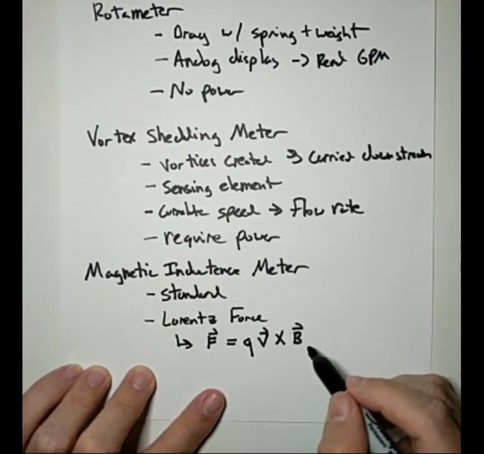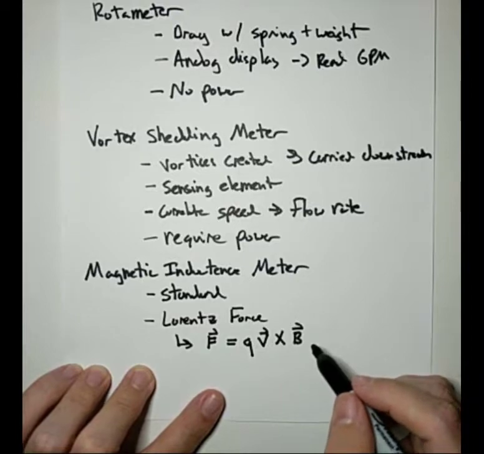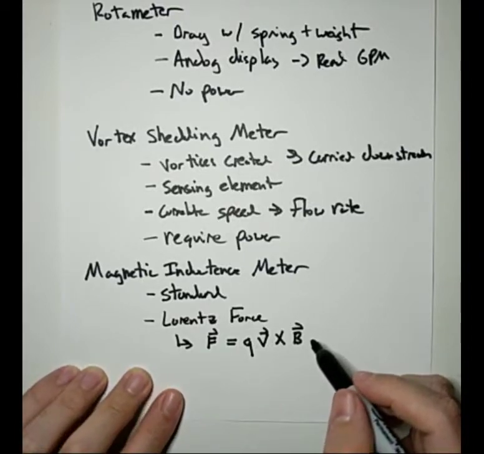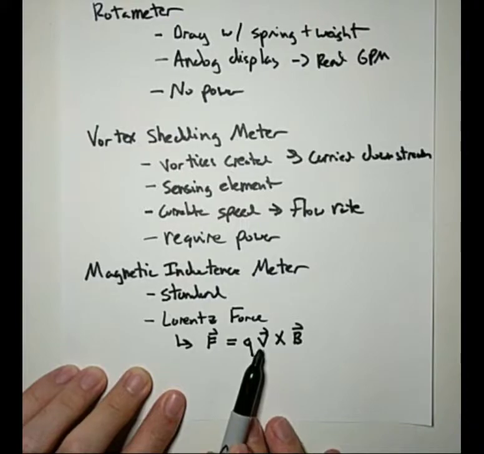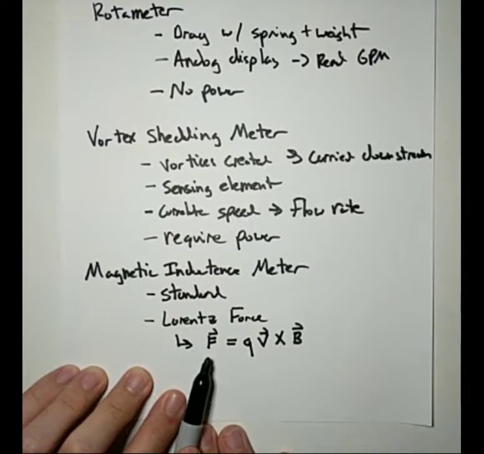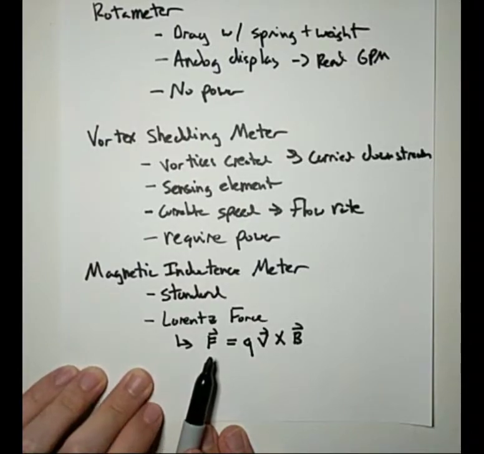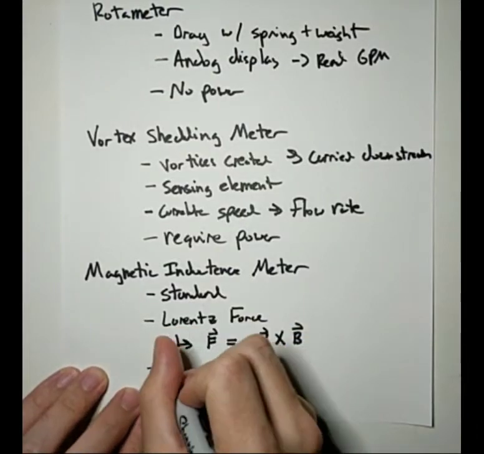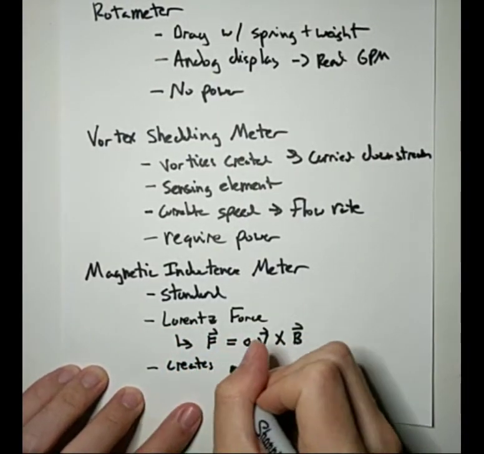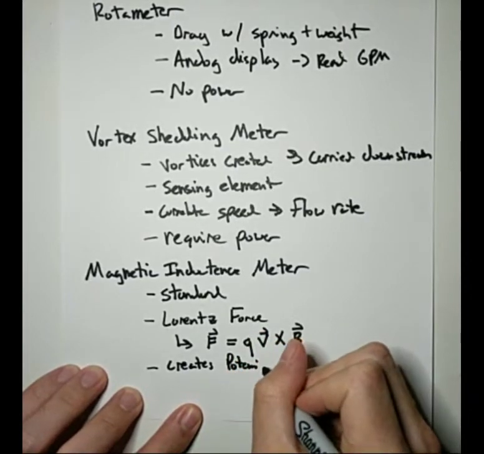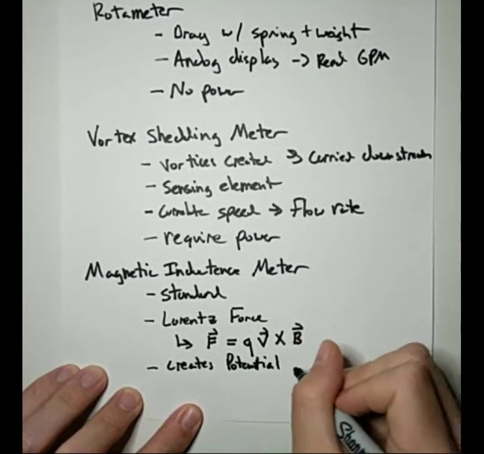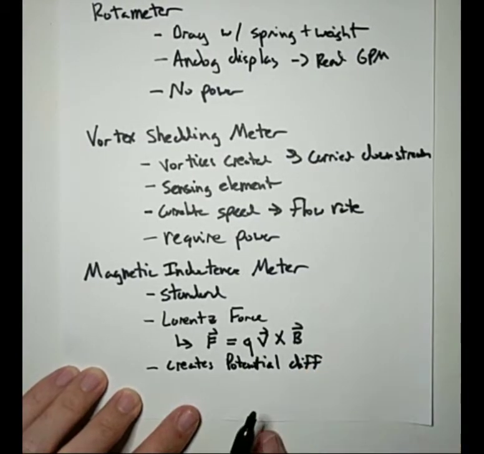So the sensor is applying a magnetic field. This magnetic field, combined with the velocity and our charges, creates a force on those charged particles. So positively charged particles get a force in one direction, negatively charged particles would get a force in the other direction. So this creates a potential difference that would exist across the sensor.